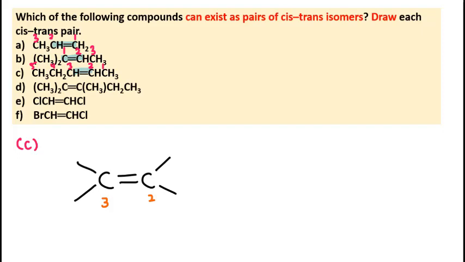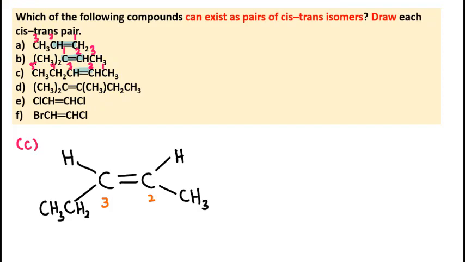On carbon number 2, we have 1 hydrogen and 1 CH3 group, which is our carbon number 1. And on carbon number 3, we have 1 hydrogen and another one is CH3CH2. Beware, this carbon number 3 is bonded to carbon number 4, which is CH2. Don't make this carbon number 3 bonded to carbon number 5. That's why I asked you to label your carbon.